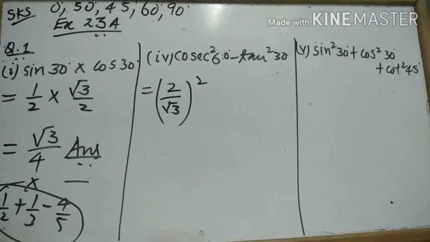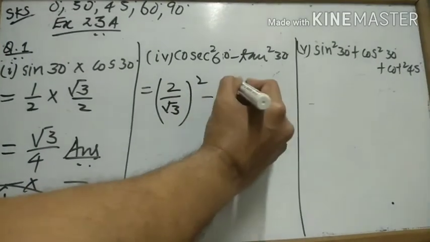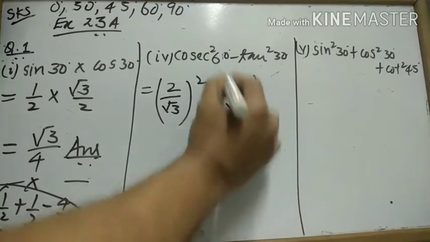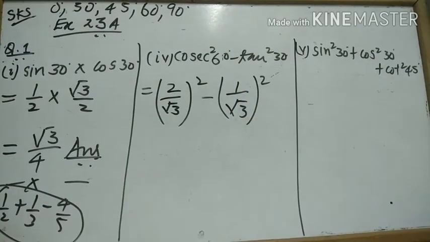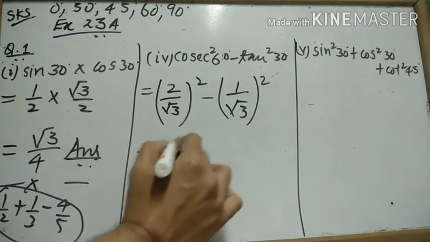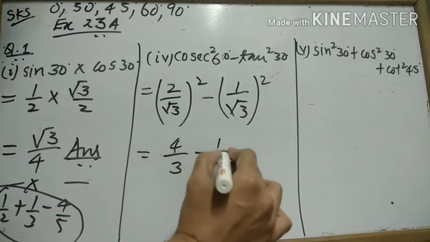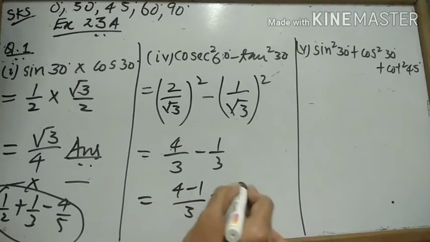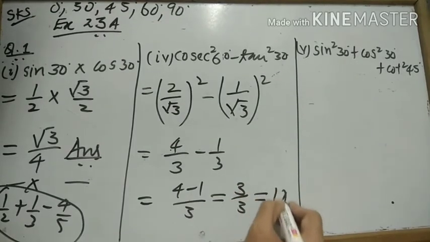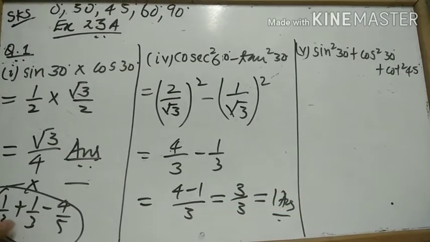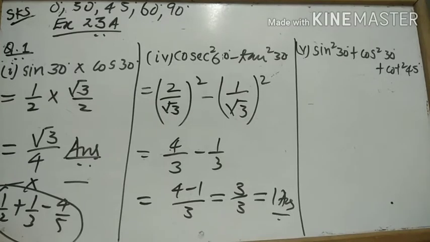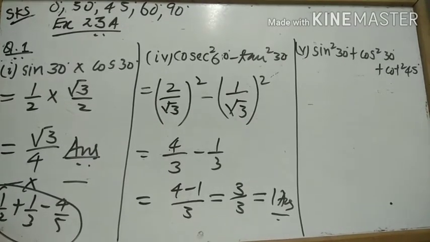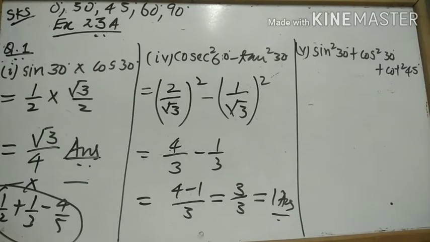So 2 upon root 3 the whole square, minus tan 30, you can take values from the table, 1 upon root 3 the whole square. Now 2 square is 4, root 3 square is 3, and 1 upon 3. 4 minus 1 whole over 3, that is 3 over 3. The final answer is 1. So dear friends, I remind you, if you are not sure about this particular concept of fractions, adding and subtracting, then you may find this exercise a little difficult. Otherwise, let me tell you, the entire chapter is based only on those 30 values that we learned.